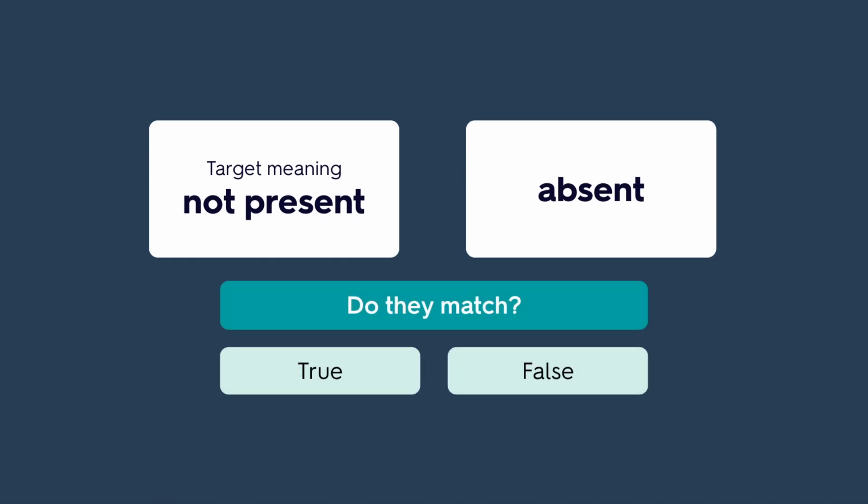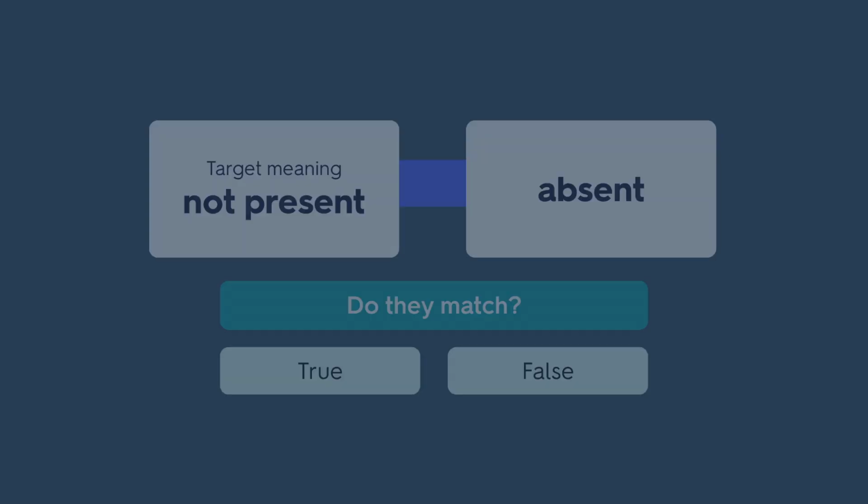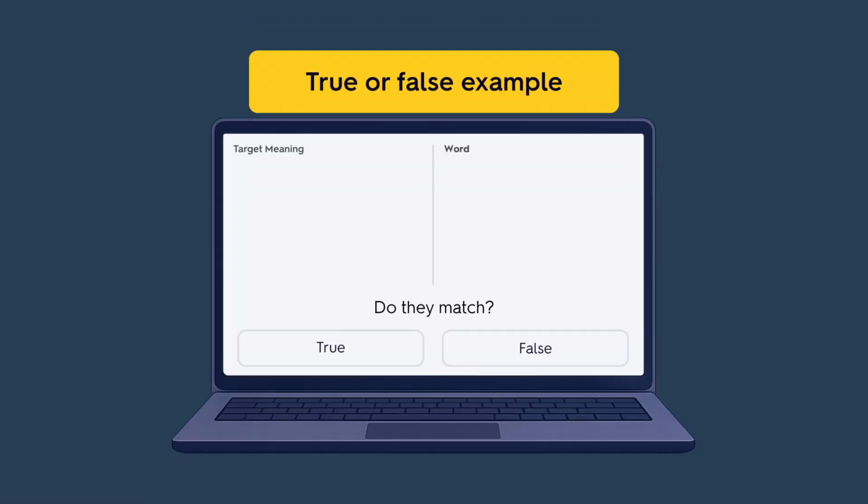If they match, choose true. If they do not match, choose false. For example, imagine the target meaning is take care of, but the phrase is look for. The first word is familiar, but the whole phrase has a different meaning. That means the answer does not match. In that case, choose false.